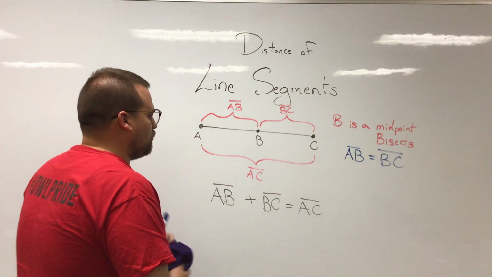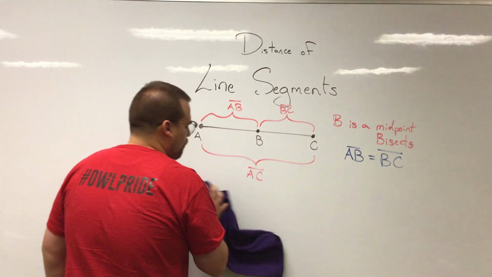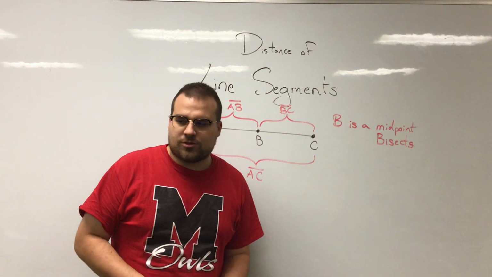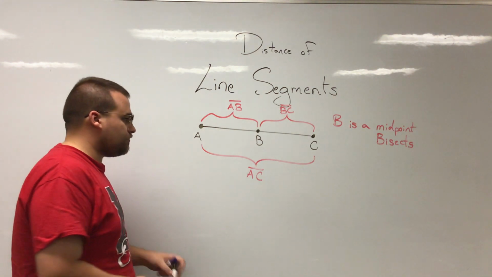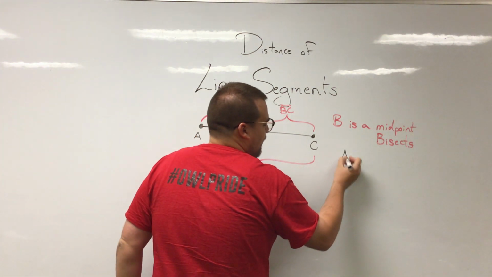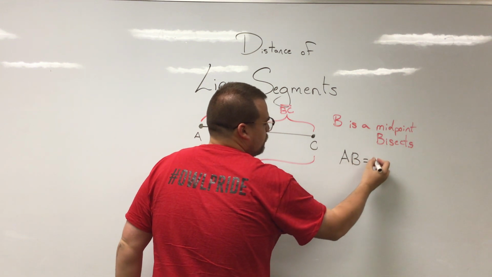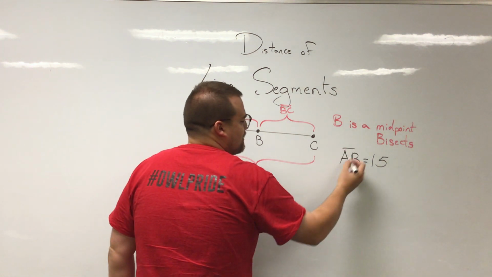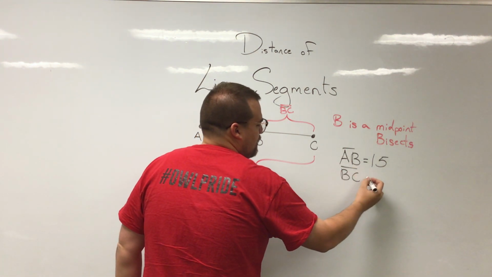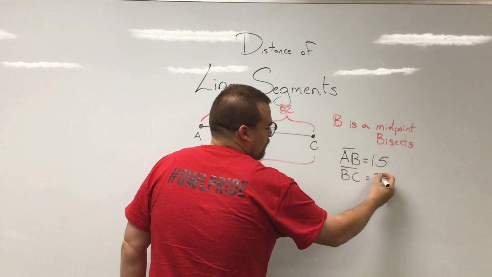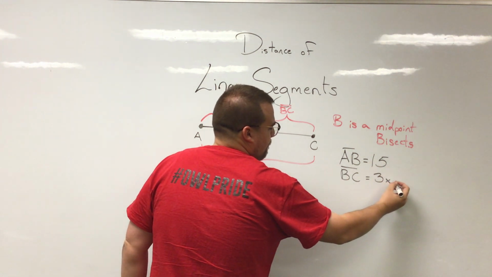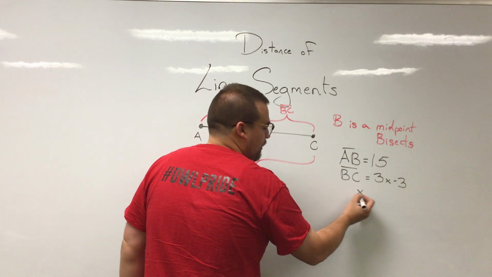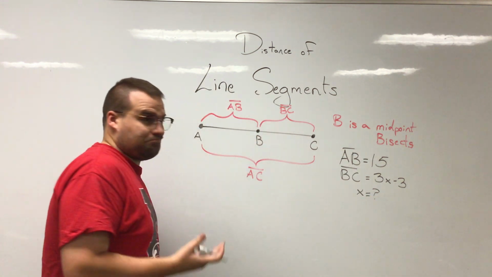All right, let's get into an actual mathematical problem. We're going to keep in mind that B is the midpoint and B is a bisector. So I'm going to leave that just like it is. Let's say AB is equal to 15 units, and then BC is equal to 3x minus 3 units.